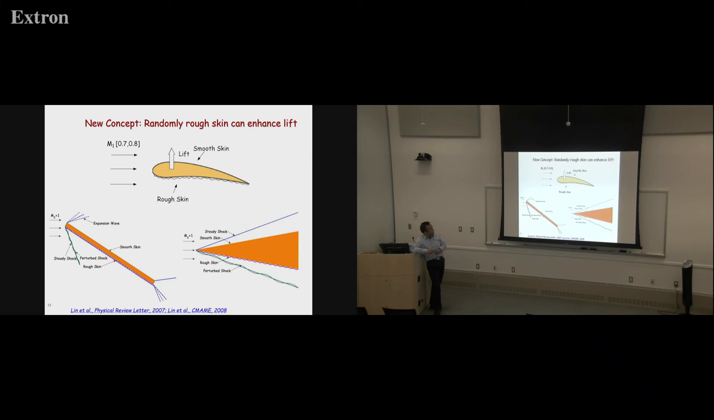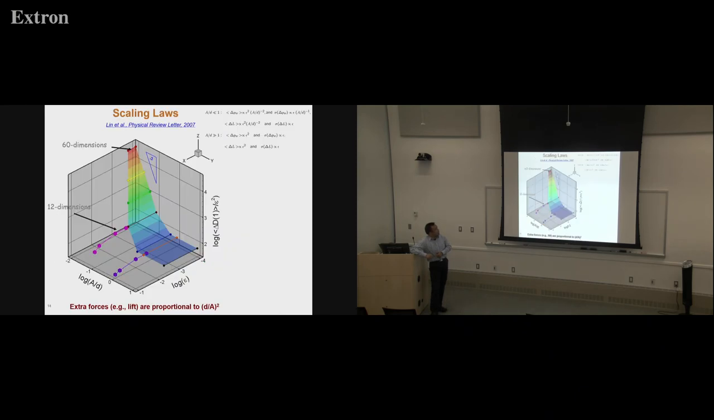the shock underneath, and you have the smooth surface on the top, okay? So basically you gain extra lift by using this kind of design, right? Instead of changing the attack angle to gain the lift, this is just another way to give you multiple choices to gain extra lift. This work was published in Physical Review Letters. We also derived some scaling laws on how the drag force and the lift force scale with the correlation length and the amplitude of the roughness.